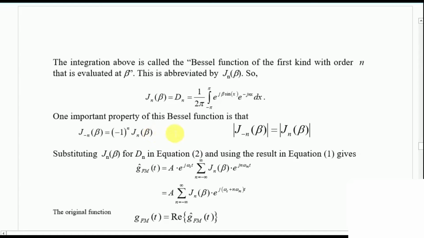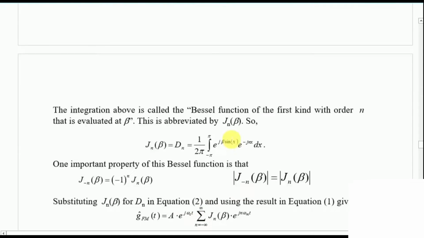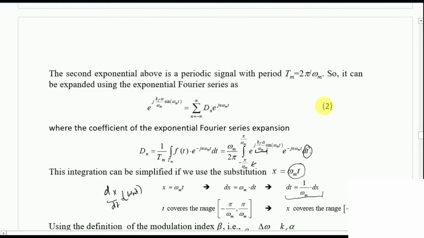Another thing is, from this we can further extend it. If you take the absolute value of this, then for the absolute values we can get rid of this term, because in the absolute we are just getting the positive value, so we can ignore this aspect. Then J minus n of beta is equal to J n of beta. So this is equation number 1, this is equation number 2.